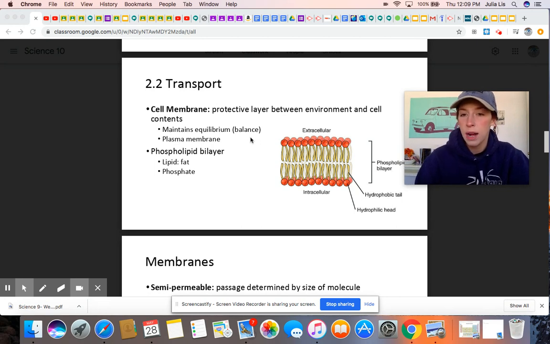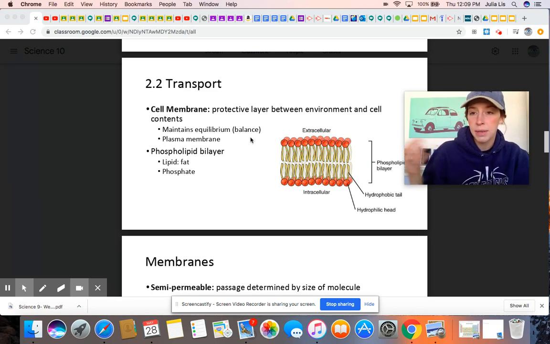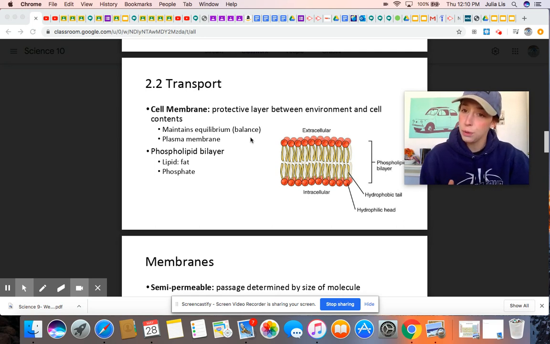The cell membrane was that sac-like structure that held all the organelles inside the cell. So, it's kind of like a wall or a barrier. The cell membrane is a protective layer between the environment and everything inside the cell, so all those organelles. And its job is to maintain balance. It's there to ensure that everything that's supposed to come into the cell, nutrients from the exterior, from the environment, do, and that everything that's inside the cell stays there and is where it's supposed to be.